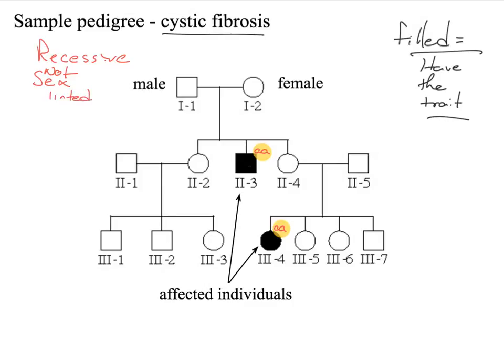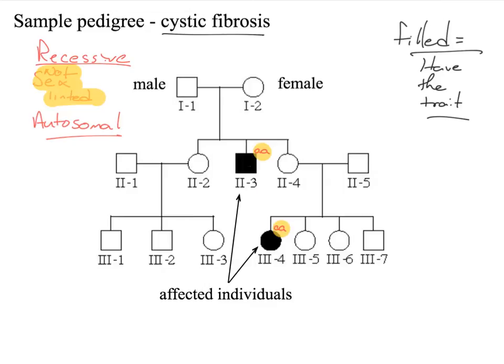So if it's not sex linked, then we would call that autosomal. Autosomal means not of the sex cells or sex chromosomes, so they're autosomal. So these are passed on by a gene. The gene is on one of the 22 chromosomes that are not the X or the Y. Okay, so we know it's recessive, and we know it's not sex-linked. We know it's recessive autosomal.